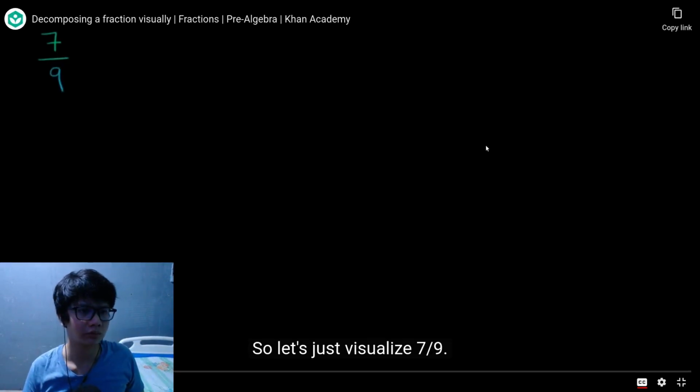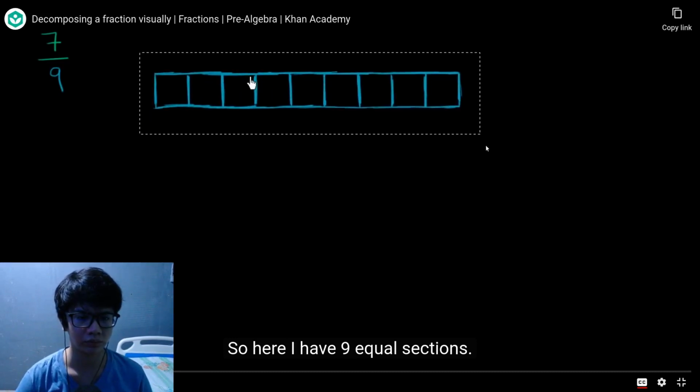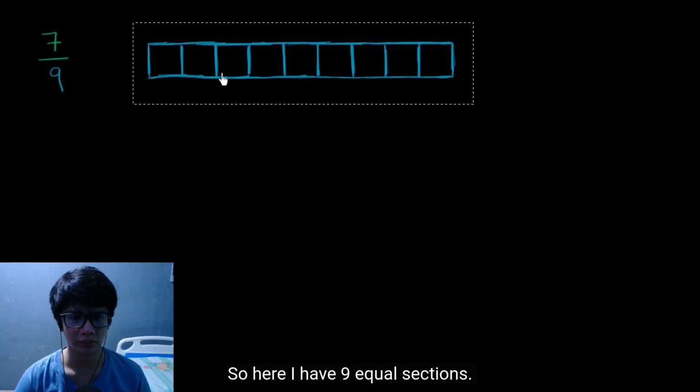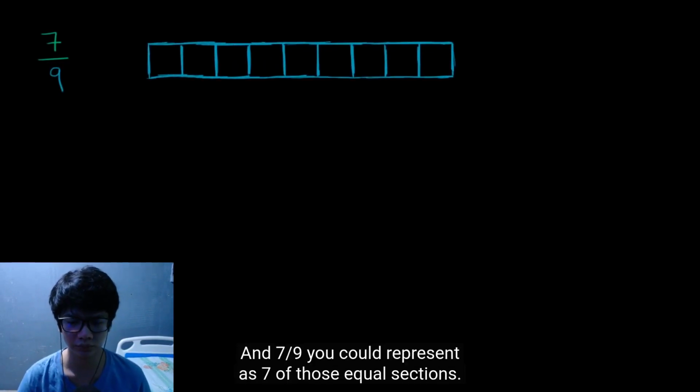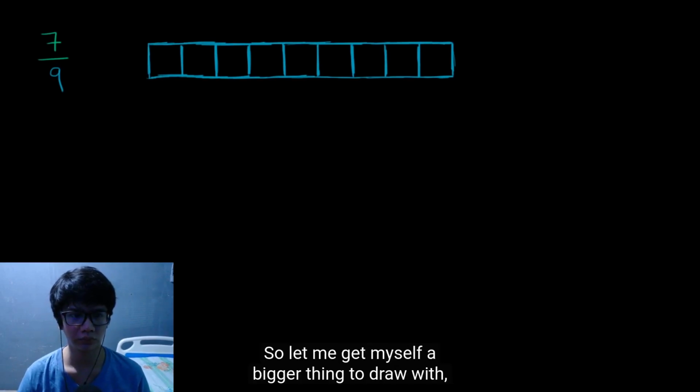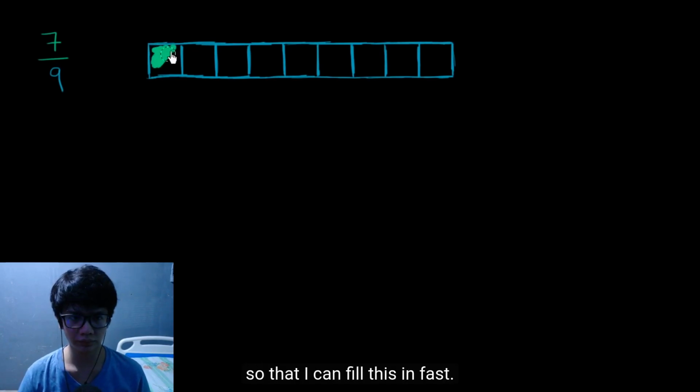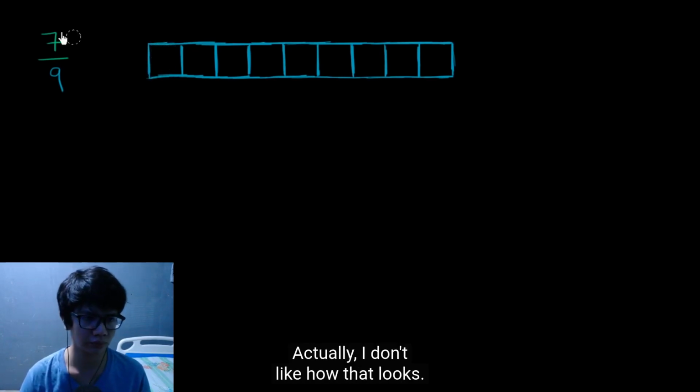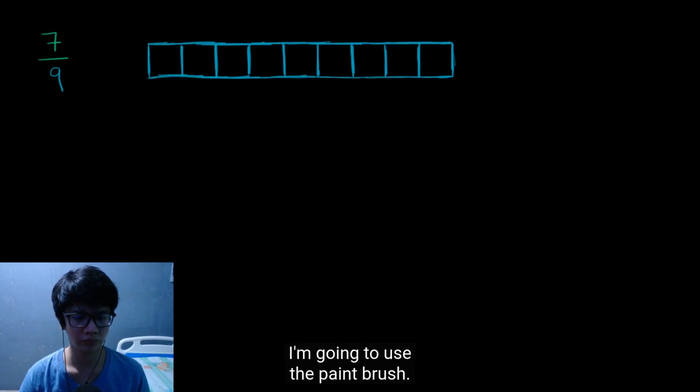7 ninths. So let's just visualize 7 ninths. So here I have 9 equal sections, and 7 ninths you could represent as 7 of those equal sections. So let me get myself a bigger thing to draw with so that I can fill this in fast. I don't like how that looks. I'm going to use the paintbrush.